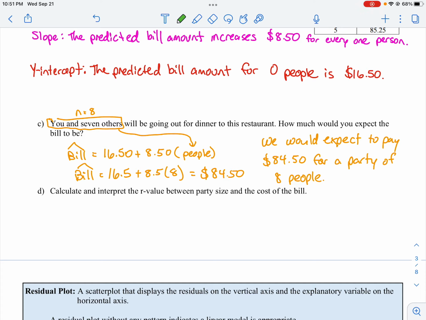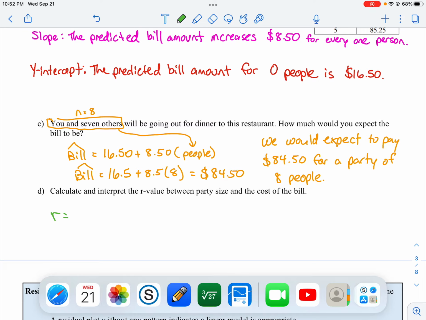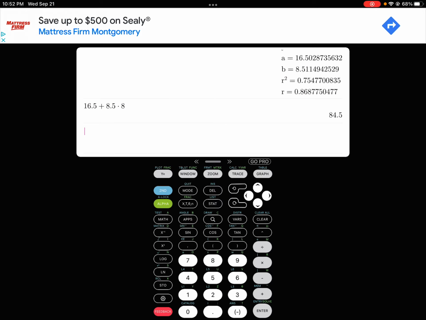Lastly, calculate and interpret the R value between party size and cost of the bill. This just goes back to our calculator steps from before, and in fact, we already have it calculated from earlier on. We can see that our R value, or the correlation coefficient, is 0.87.